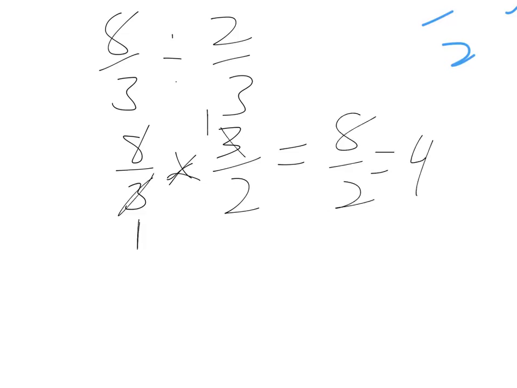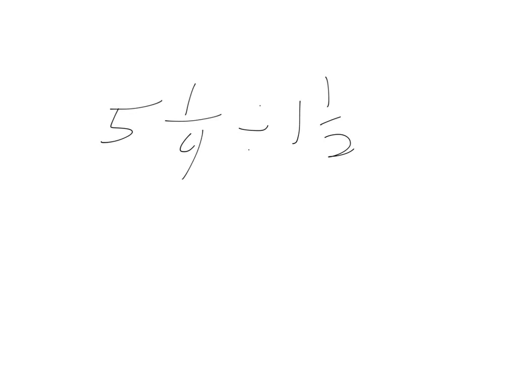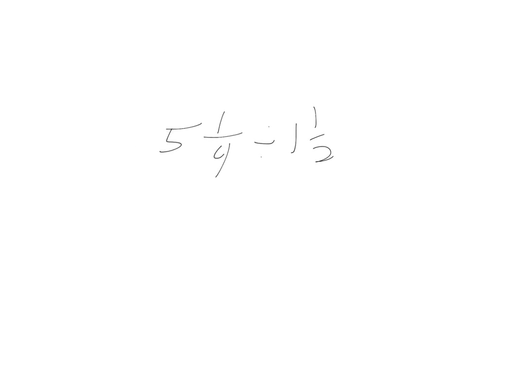We get 4. But let's rework that problem we just were on and say that Mary had 5 1/4 yards of ribbon and she needed 1 1/2 yards per bow. So she had 5 1/4 yards, needed 1 1/2 yards per bow. I want to know how many bows she can make.